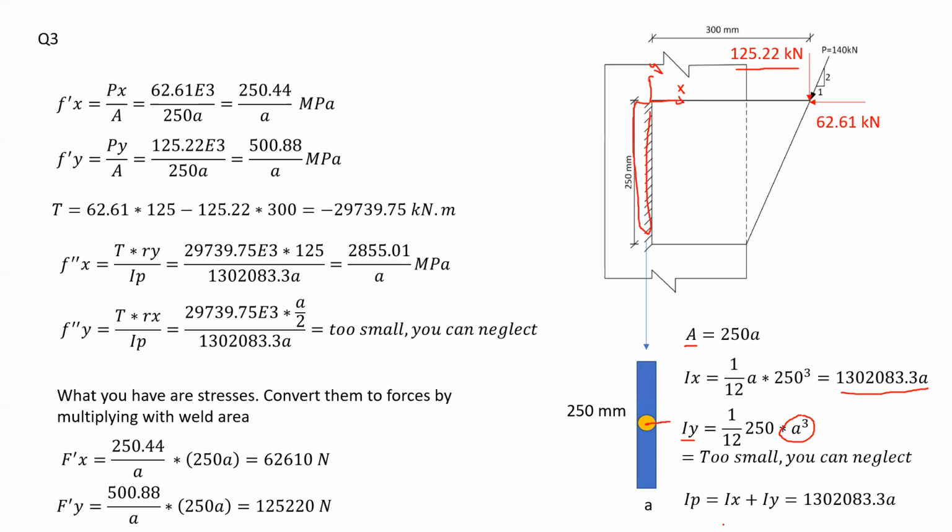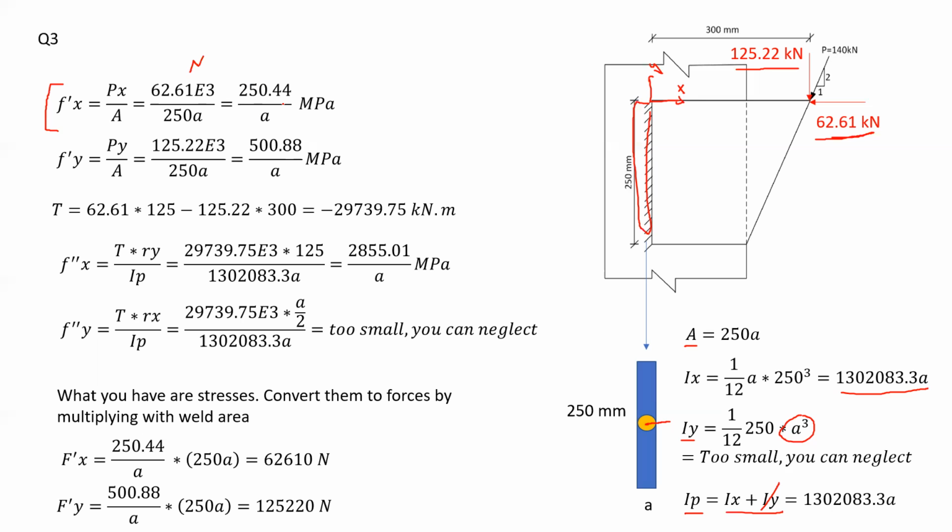After that, we can calculate the polar moment of inertia, which would be the summation of Ix plus Iy. As I said, you can ignore Iy. Therefore, Ip is equal to Ix. Now, after obtaining these sectional characteristics and having the forces in the X and Y directions, now I can consider the stresses. So first of all, I would like to consider the stress caused by the force in the X direction. I will take Px and divide by the area of the weld. So what is Px? Px is equal to 62.61 kilonewtons, converted to newtons, multiplied by 1,000, and divided by the area of the weld, 250A. Now from here, that's the value that I would obtain.